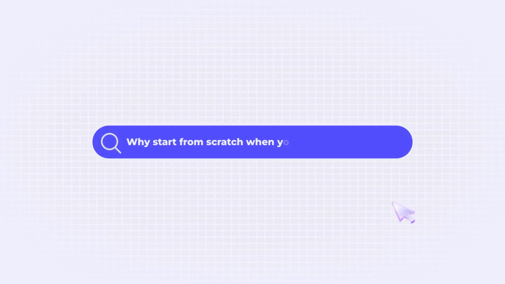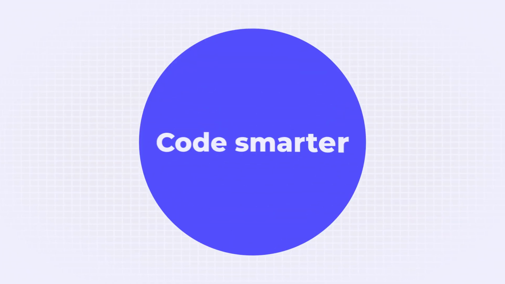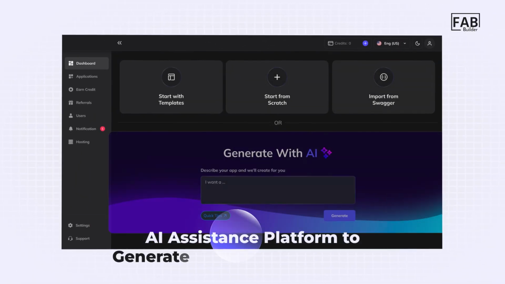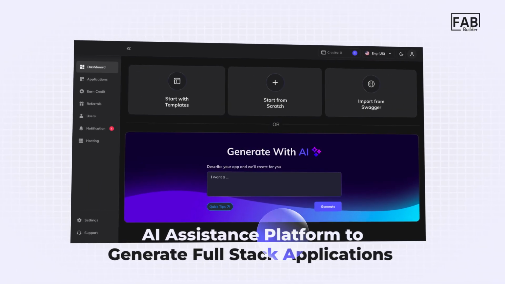Why start from scratch when you can start with FAB? Code smarter, build faster, ship confidently. FAB Builder Studio, AI assistance platform to generate full-stack applications.